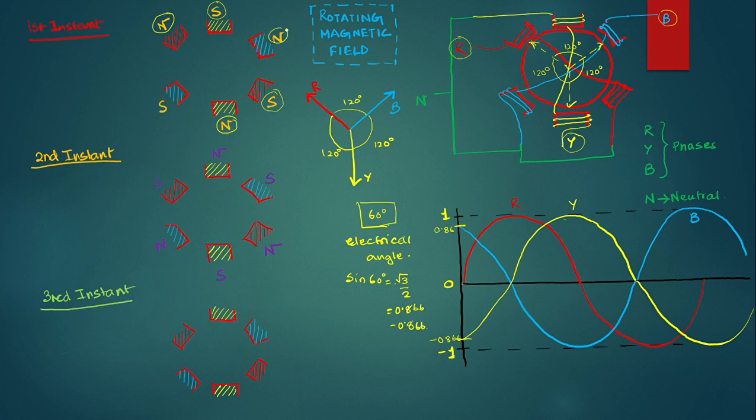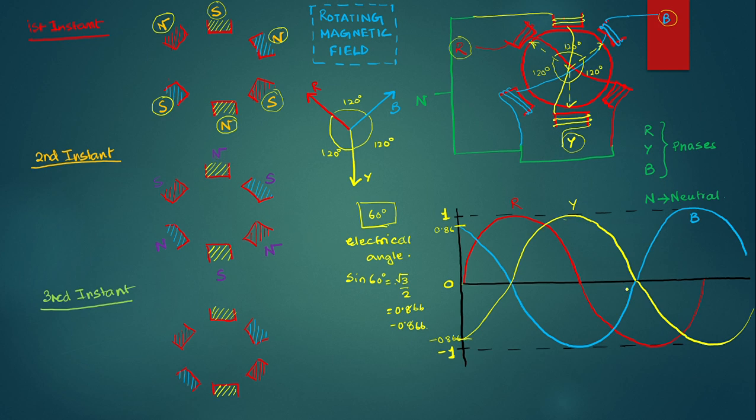So there is a formation of north pole and there is formation of south pole, right? So this is for our first instant. Now in the second instant, obviously the polarity of these signals R, Y, B is going to change. So if this is carrying a current which is having a negative polarity, then in the second instant this will be carrying a current which is having a positive polarity.